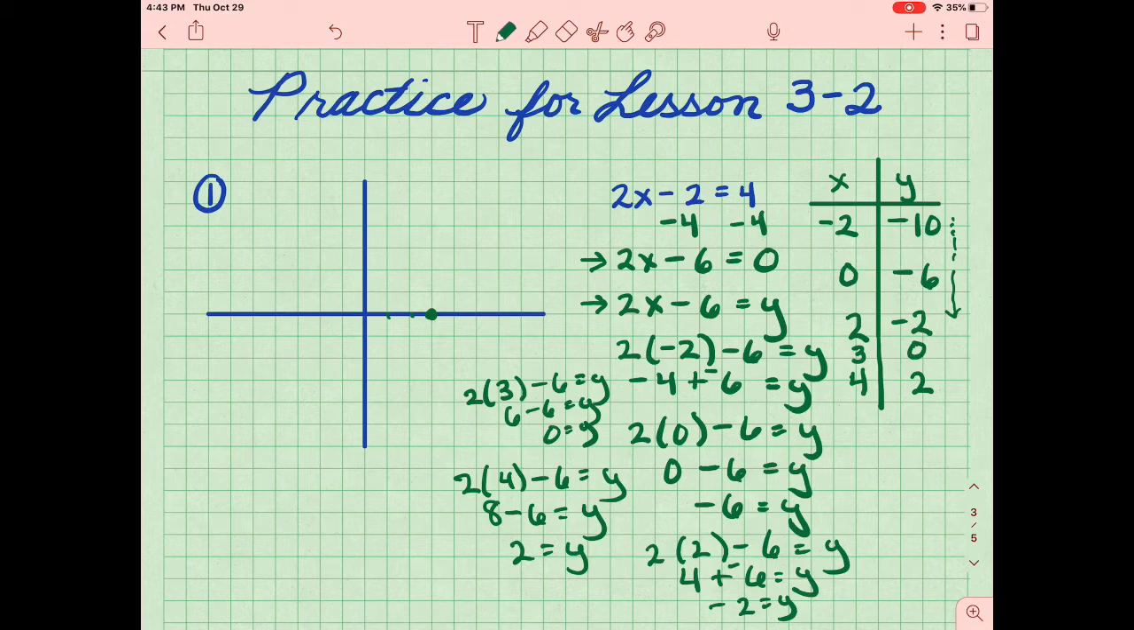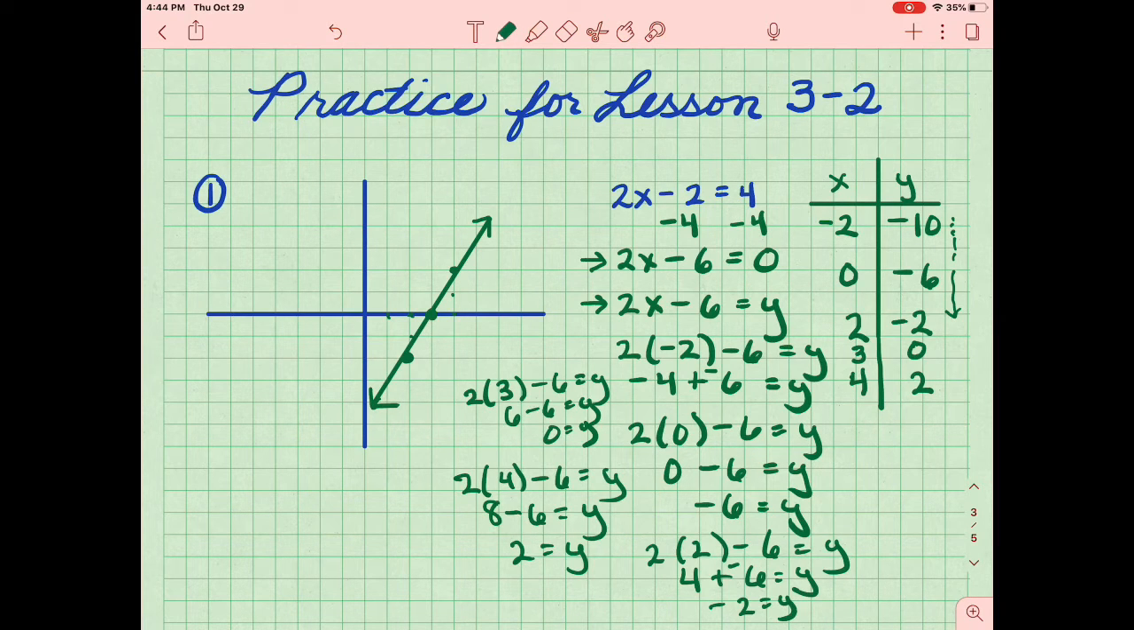Let's graph a couple more of these. How about 2 and -2? And how about 4 and 2? And so I can now draw my line. Even with the line straightener, it's kind of wonky.